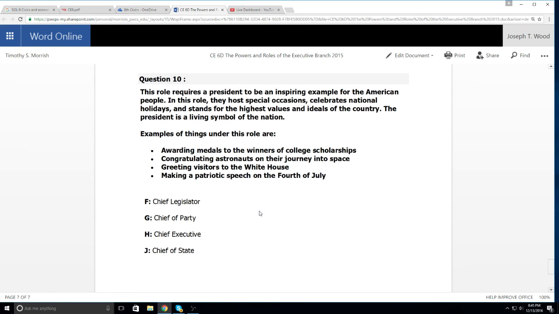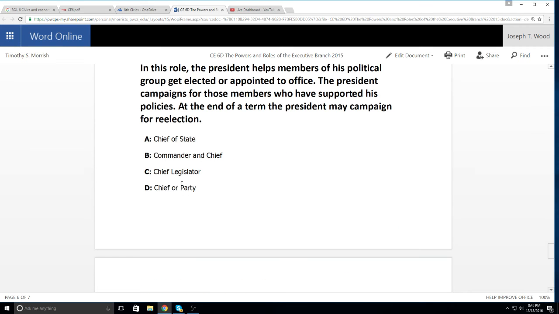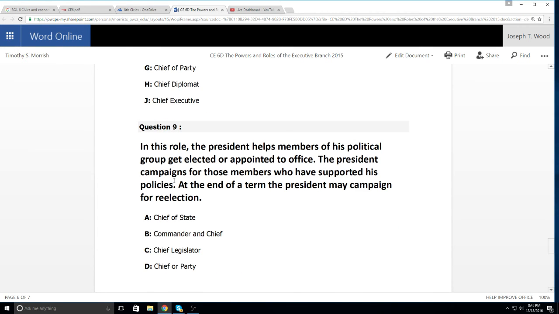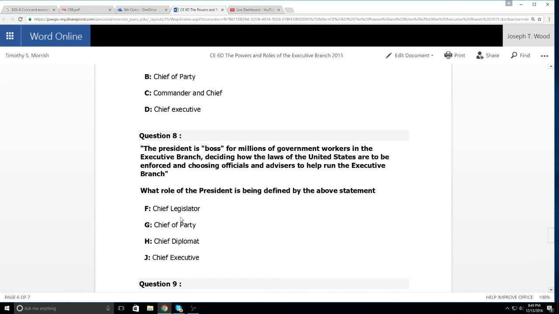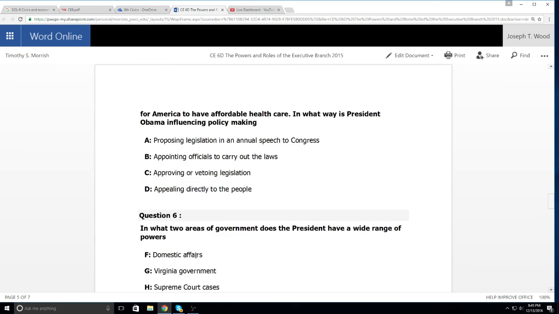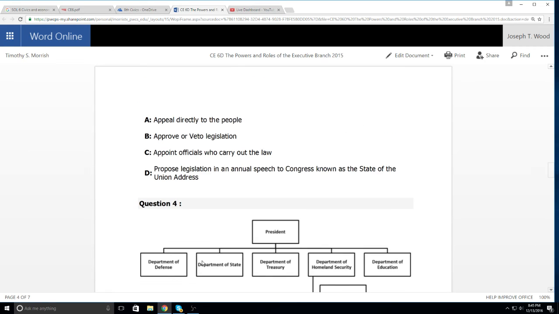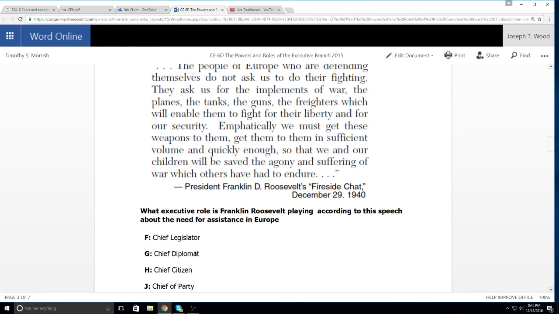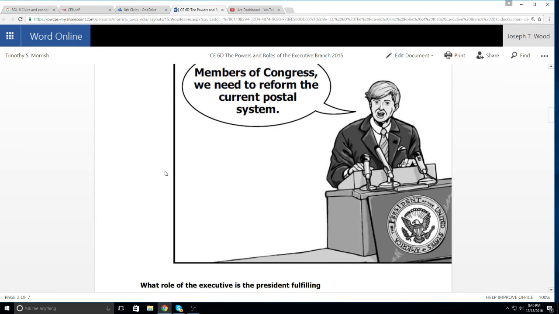So I think we went over all the different roles. Okay. So we have the one that's basically doing the things that are nice and make a good news headline, but they don't really have any significance in terms of running the country. We got Chief of State. We went over Chief of Party, helping his political party win. Chief Executive, running the country. Military, Commander in Chief. What other chiefs did we go over? We talked about helping out another country, Chief Diplomat. We talked about the State of the Union address.